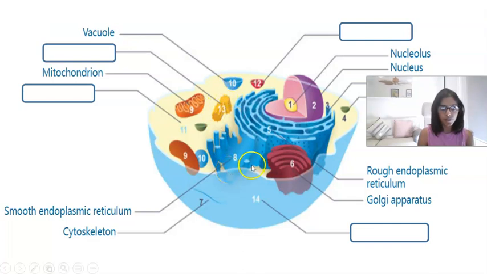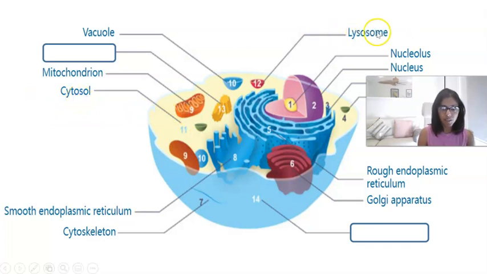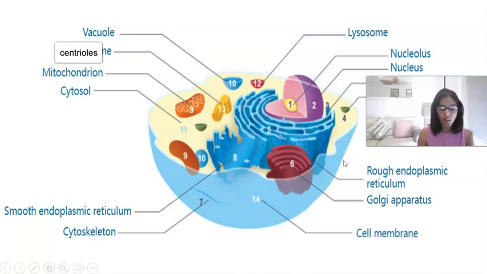Number 11 is the cytosol. That's another way of saying cytoplasm. 12 is a lysosome. 13 are the centrioles. And 14, which is the outside, is the cell membrane.